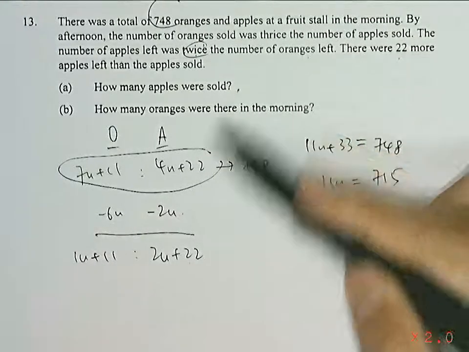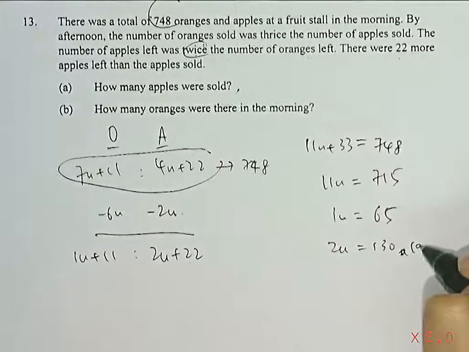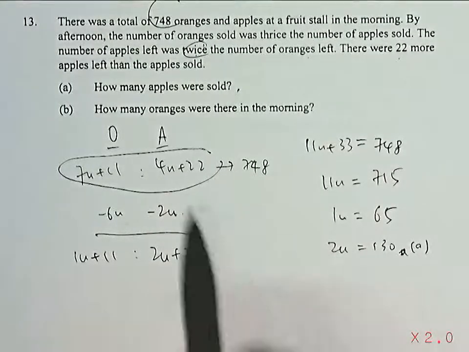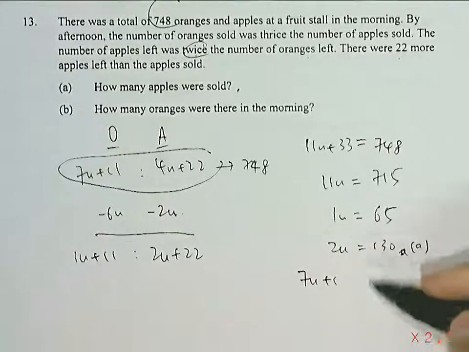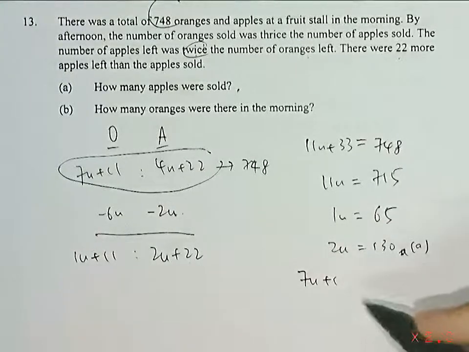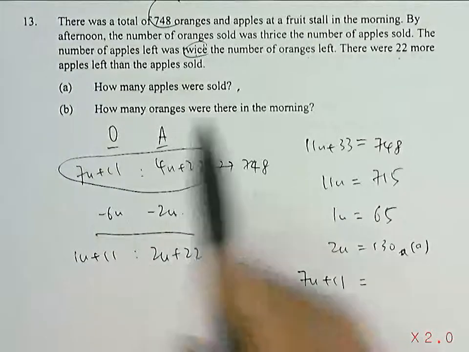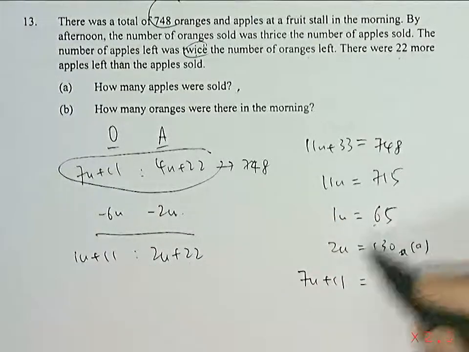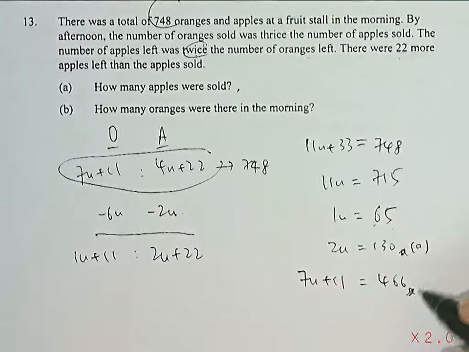So how many apples were sold? That's 2 units, which is 130 for part A. For part B, how many oranges were there in the morning? That's 7 units plus 11. Okay, which over here would then be 65 multiplying by 7 and plus 11, giving us 466 for part B.